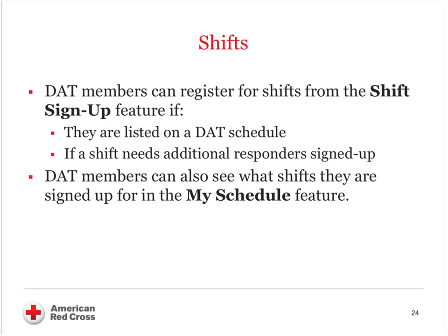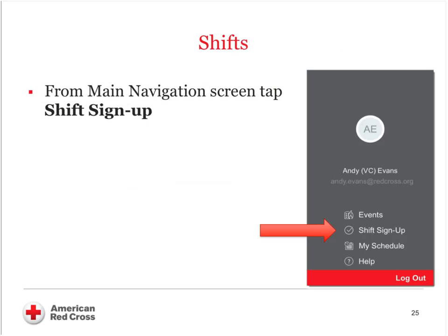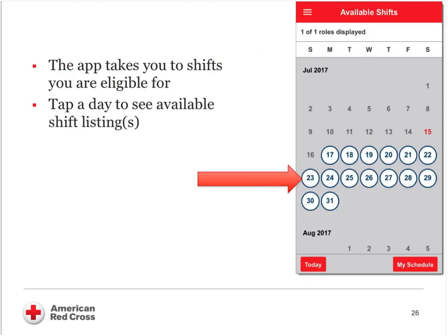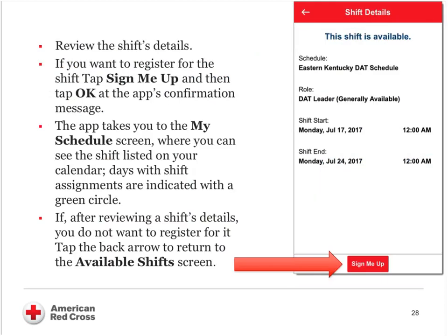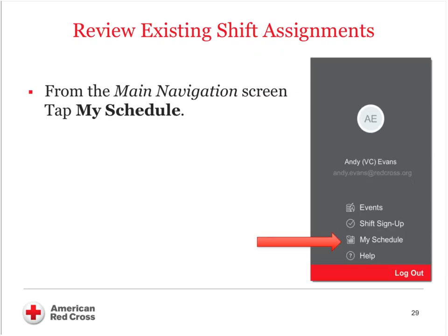So the next feature I want to highlight for the DAT app is that DAT members are able to register for shifts. They'll be able to register for shifts if they are listed on a DAT schedule and if that shift needs additional responders. So the next couple of slides walk them through how they would sign up for a shift by using their application. They would tap on a shift listing that they would like to sign up for. They would tap Sign Me Up. And then they would be registered for the shift.